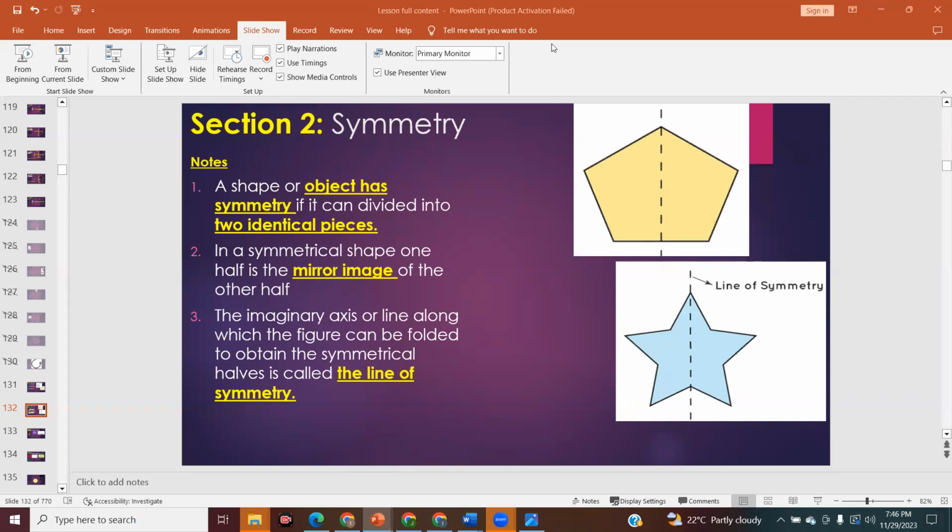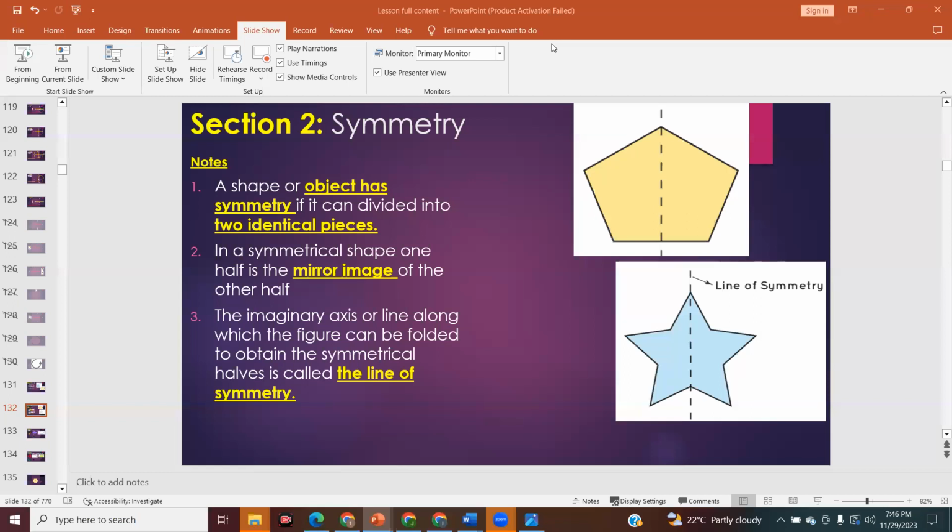And Zara, what is the line of symmetry? Again, Zara, what is the line of symmetry? Yes, sir. The line of symmetry is a line that makes the shape symmetrical. Very good. The line that cuts the shape into two identical pieces.